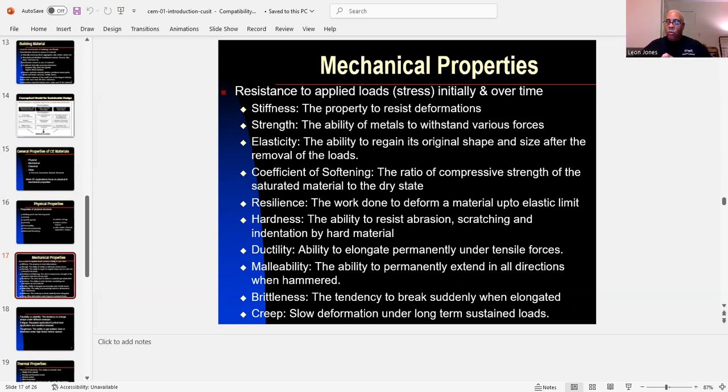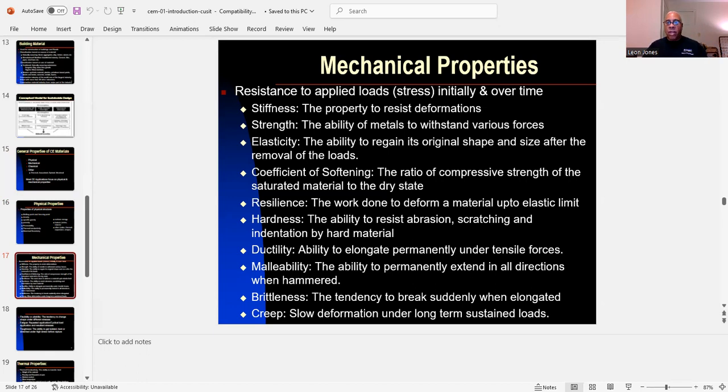loads. Now, when we deal with stress, all I'm dealing with is the resistance to applied load. So what I'm doing is I'm applying a load. Let's say this is plastic. I'm gonna apply a load, and I'm gonna keep on applying a load until this fails. That's the stress. Now this is gonna happen initially, or it could be over time.